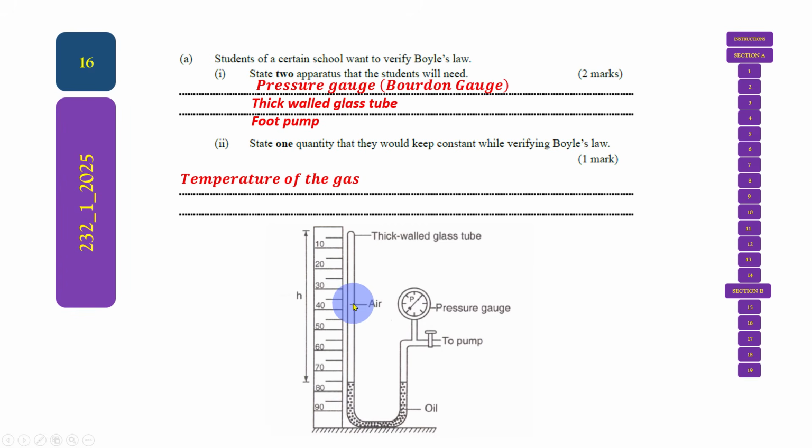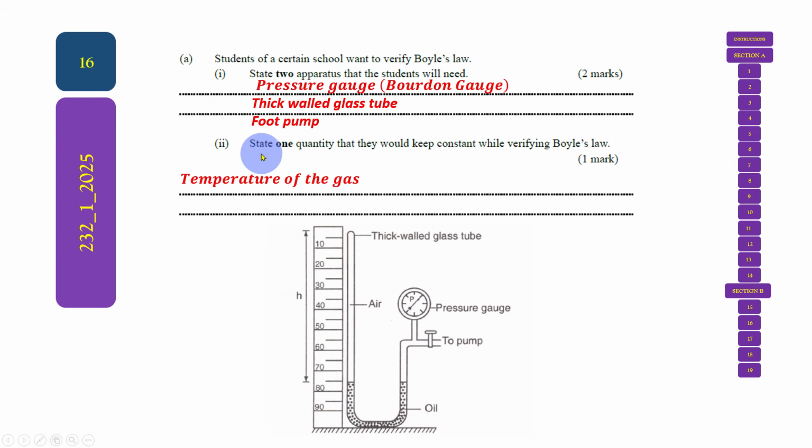All right. So any two of these apparatus would be required: the pressure gauge or Bourdon gauge, in order to be able to measure pressure; thick walled glass tube; foot pump; and then a millimeter scale in order to be able to determine the volume of the gas enclosed here.